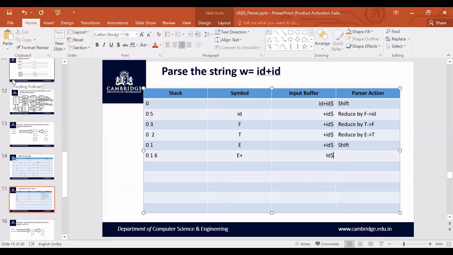Now since you have performed only a shift operation, take the state number on the stack top, 6, and take a transition on ID. So 6 on ID. What is 6 on ID?